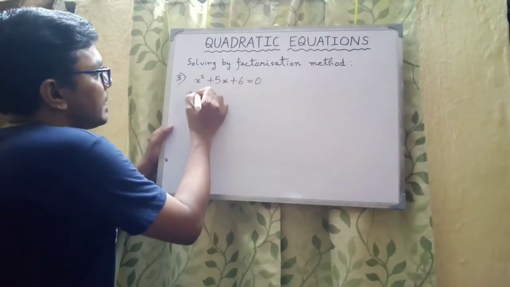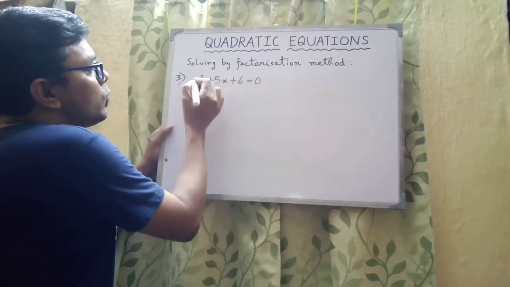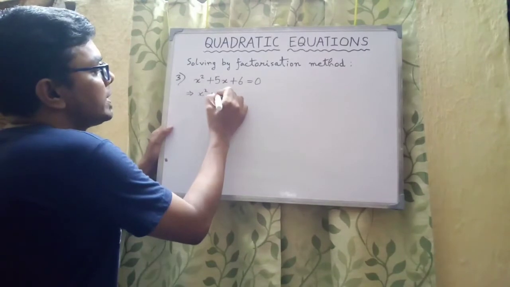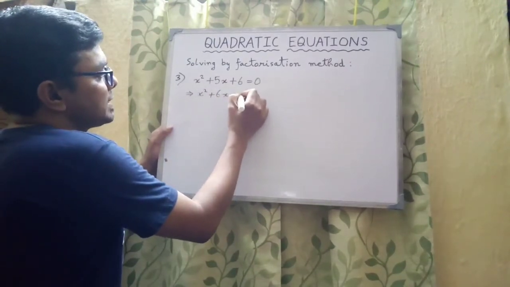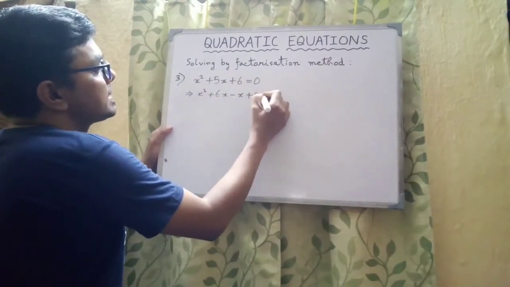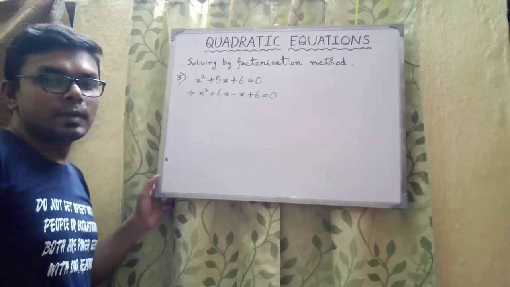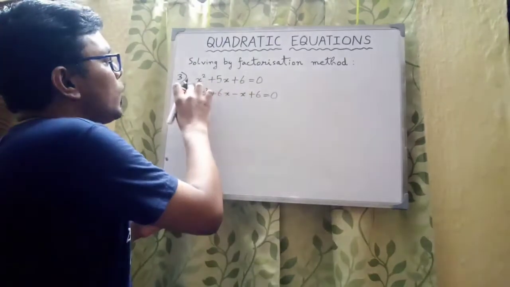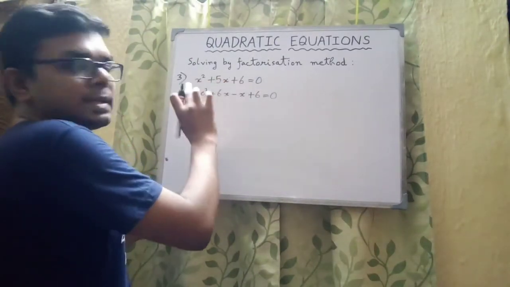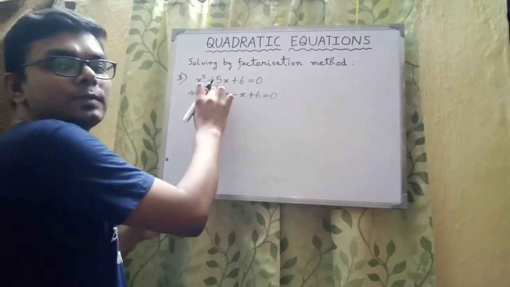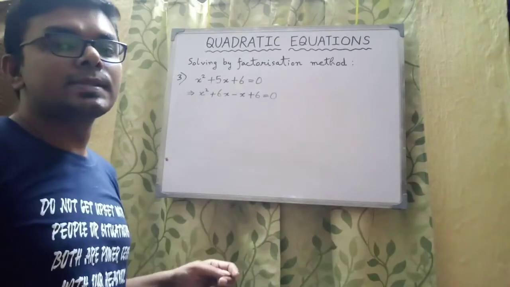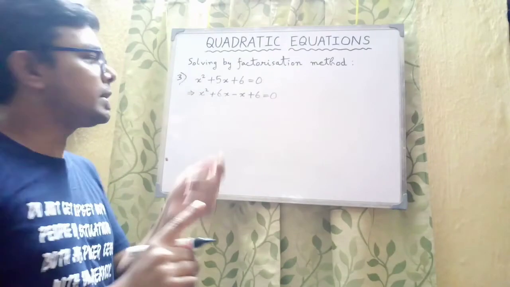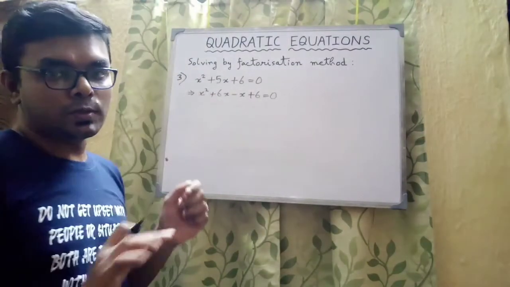Now see, 6 into 1, so 5x could be written as 6x minus 1x, that is x, plus 6 equals 0. So what if we go in this way? See, 6 into 1 is 6 and 6 minus 1 is also 5. So we could write in this way. But this is a wrong way. Now here comes, how will you understand whether this step is correct or not?